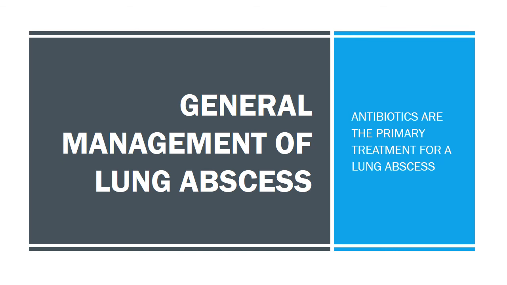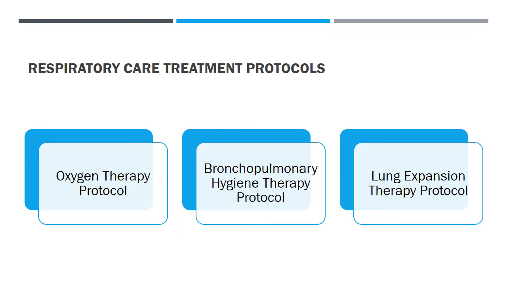So as an RT, how do you manage lung abscess? Antibiotics are the primary treatment for a lung abscess. From the RT standpoint, you'll make sure that you follow oxygen therapy protocols, give oxygen when needed, use bronchopulmonary hygiene therapy, things like vibrating PEP and things to help them get rid of their secretions, and lung expansion therapy. So TheraPEP, an incentive spirometer. So to maintain the alveoli as puffed up and as sputum-free as possible.